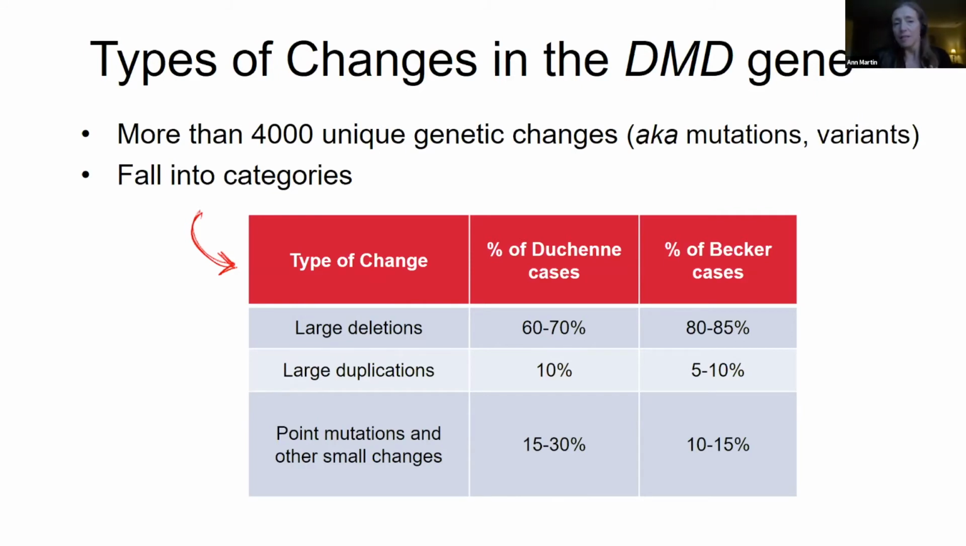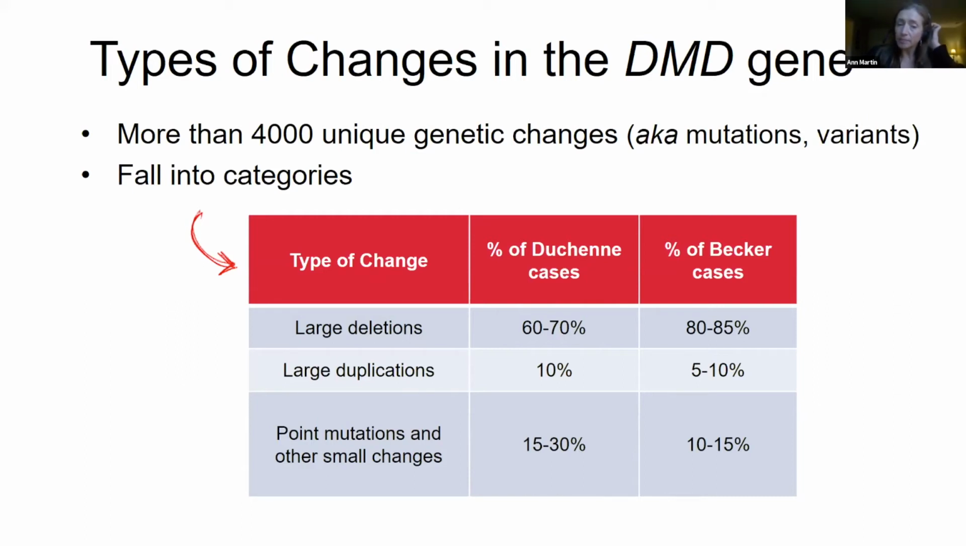But the changes that occur within the Duchenne gene fall into three main categories. There's the large deletions, which are by far the most common. This is when there's an entire exon or multiple exons that are deleted or missing in the gene. And that's 60 to 70% of Duchenne cases and an even higher percentage of Becker. Duplications are less common, but that's when there's an entire exon or several exons duplicated or repeated. That's about 10% of cases.